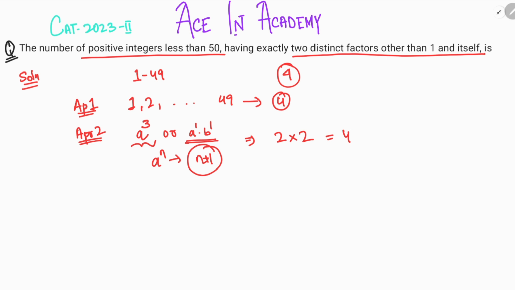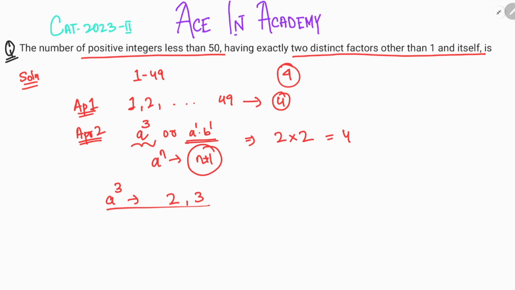So let's list down all the numbers. Let's start with a cube. What numbers can a take? And be careful that a must be a prime number. So a can take 2 because 2 cube is equal to 8. It is between the range. And a can take 3 as well because 3 cube, 27, is in the range. Now a cannot take the next prime number 5 because 5 cube is 125, so it is out of the range. So of the form a cube we have only 2 cube and 3 cube.